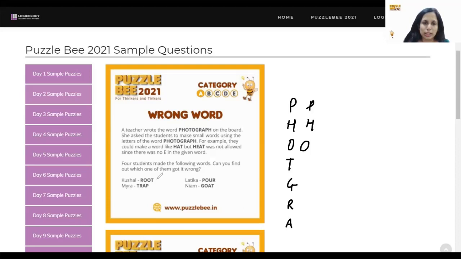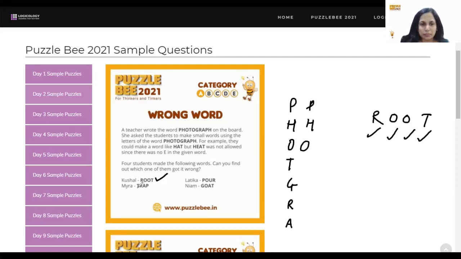So Kushal made the word root. Now let's check. Do we have R with us? Yes, we do. Do we have an O with us? Yes. Do we have another O? Yes. So luckily we had 2 O's. So therefore root is fine. And of course, we have the T. So root was fine. There was no issue with root.